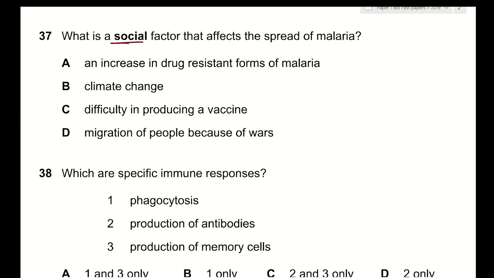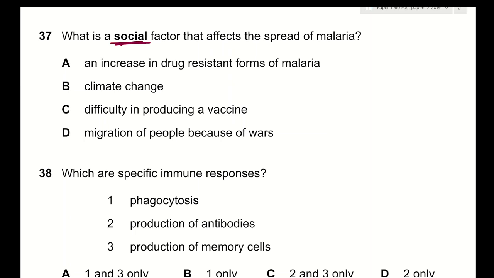Because here it says social factor, it must be a factor that has something to do with the people or the population in general. So, let's start with A, an increase in drug-resistant forms of malaria. Yes, it does increase the spread, but it's not a social factor. B, climate change. Yes, also climate change does affect the spread of malaria.